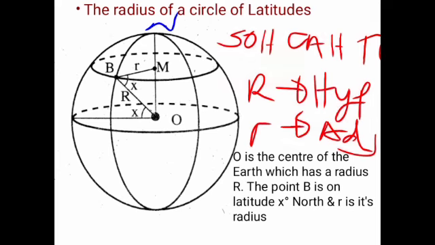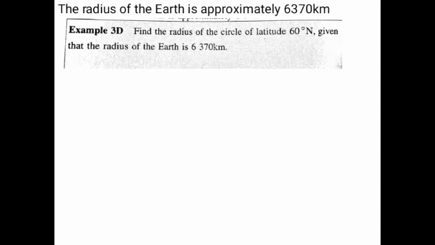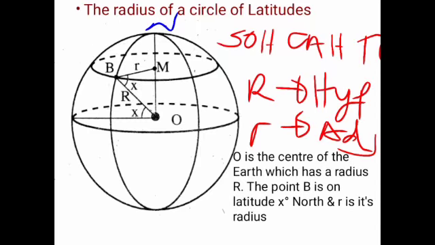Let's apply SOHCAHTOA and see how we can get the radius. Let me just do the calculations here. Which one is going to apply here, is it SOH or CAH or TOA? We are going to look at the trigonometric ratio that has the two things we have on our triangle, which are hypotenuse and adjacent. You can see that CAH is going to help us because it has both adjacent and hypotenuse.